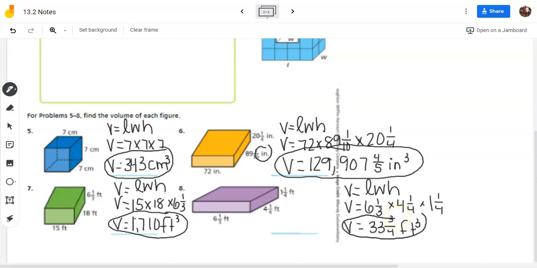Just like when we did area, I'm counting 3 points on each problem. 1 for the formula, 1 for plugging in, and 1 for the answer. Even if you have the numbers right, if you do not label correctly, I will take a ½ point off.